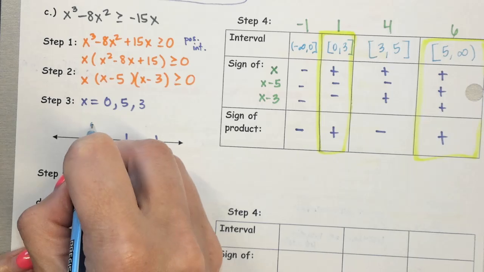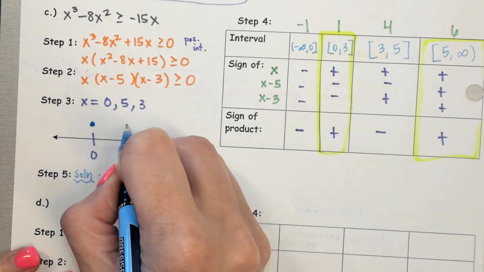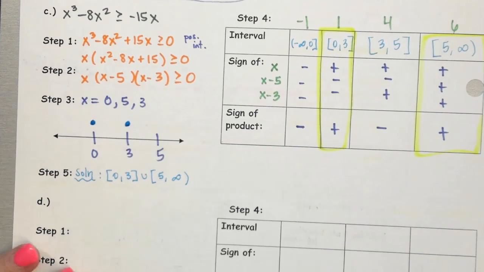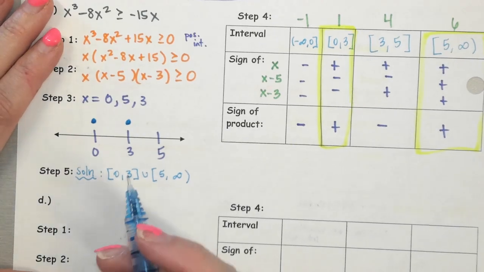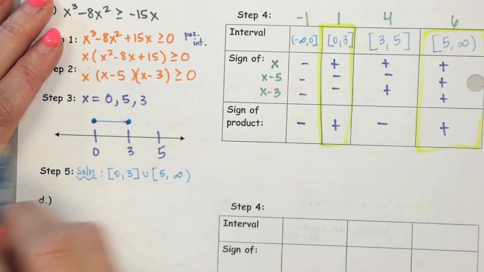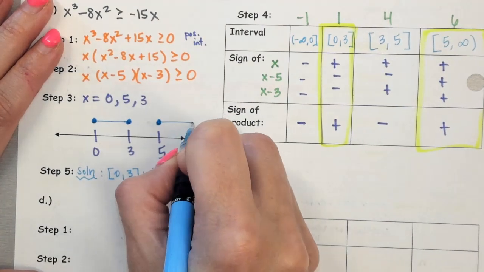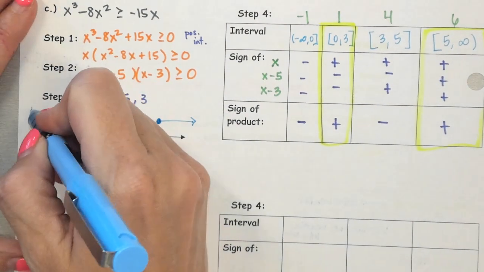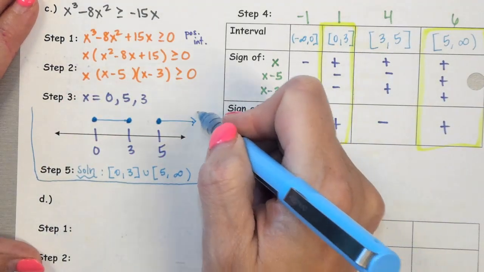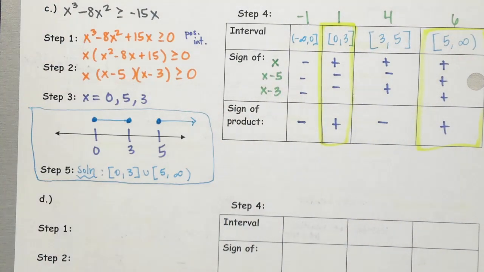So anytime I have a bracket, it's going to be a closed circle. So I have a closed circle on 0, a closed circle on 3. I have a closed circle on 5, and that is going to go to the right. Okay, so that is going to be my solution.